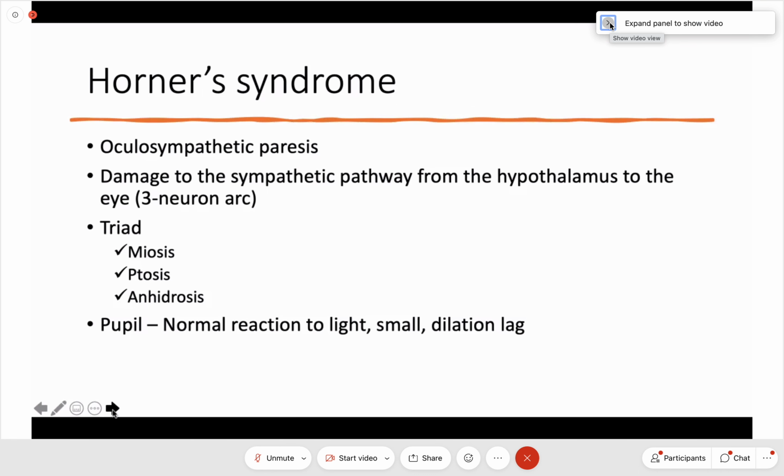Right, so Horner syndrome, I'm not going to talk too much about this. That's a long topic, and there's a lot of understanding that you have to do. This is also known as oculosympathetic paresis, caused by damage to the sympathetic pathway from the hypothalamus down to the eye. It's a three neuron arc, quite long, it just travels down until the upper chest and then goes up again. So Horner syndrome produces a triad of miosis, ptosis, and anhidrosis. The pupils are small and they have dilation lag, which is very important. After constriction, they dilate very slowly. All right.